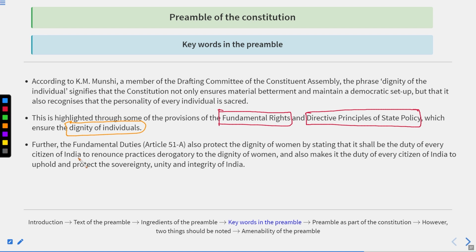Further, the fundamental duties, Article 51A, also protect the dignity of women by stating that it shall be the duty of every citizen of India to renounce practices derogatory to the dignity of women, and makes it the duty of every citizen of India to uphold and protect the sovereignty, unity, and integrity of the country.